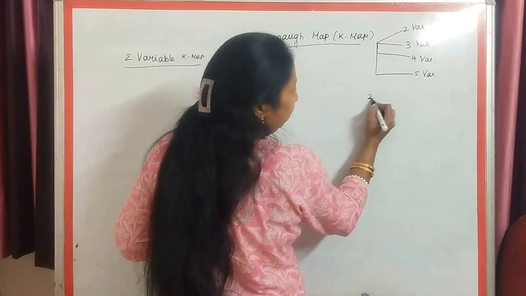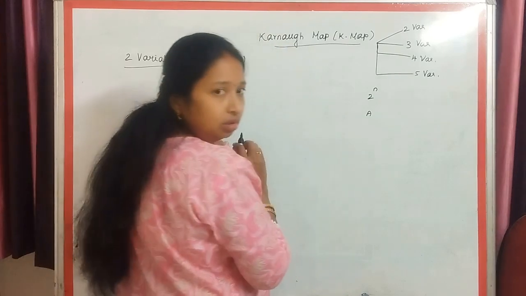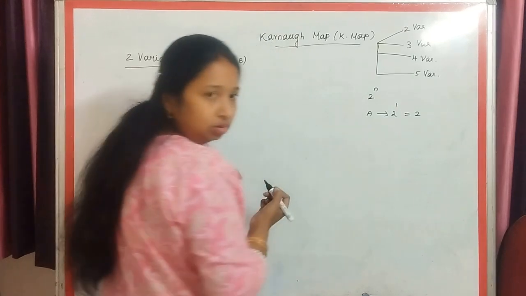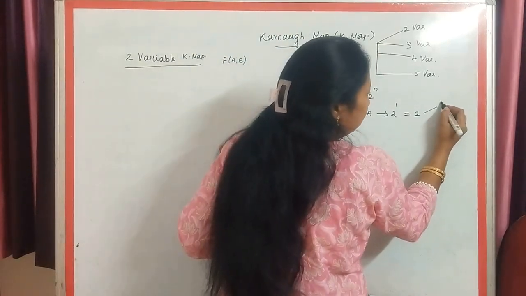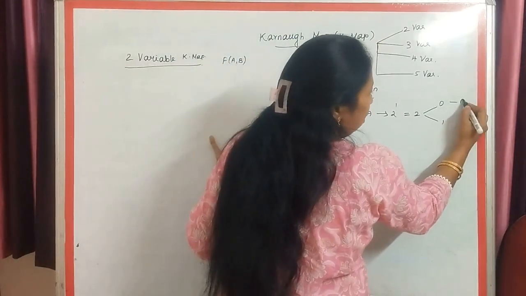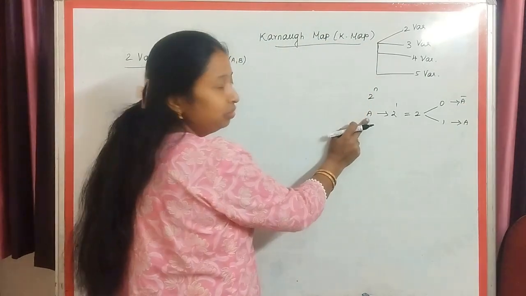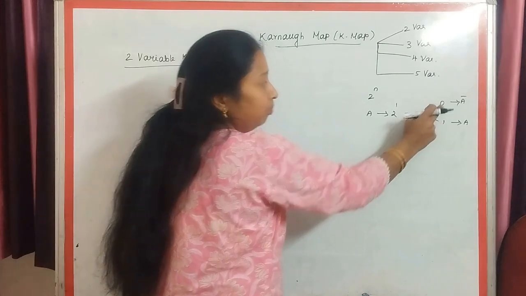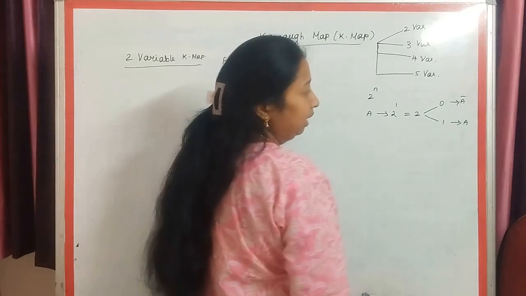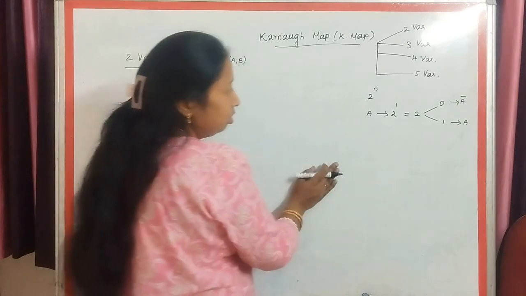That is based on 2 power n. Say for example, there is only 1 variable. So, based on this formula, 2 power 1, it is 2. So, how many combinations are possible? It is either 0 or 1. 0 is represented with a complemented form and 1 is represented with an actual variable. So, if there is only 1 variable, then you have 2 combinations for it. Whether to take it as a complemented form or actual form, that is based on whether you will be following SOP or POS. That we will deal with when we are solving the problem.